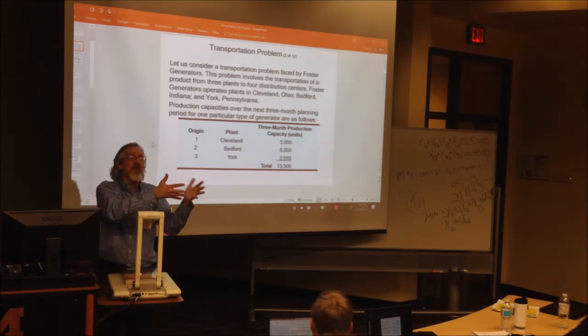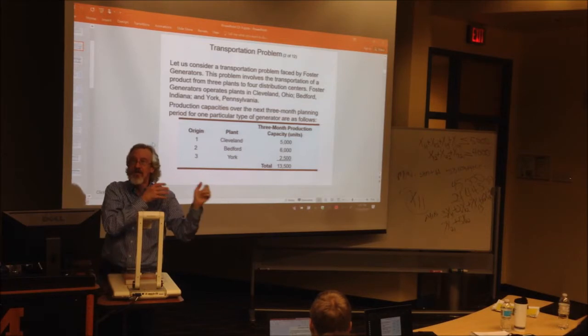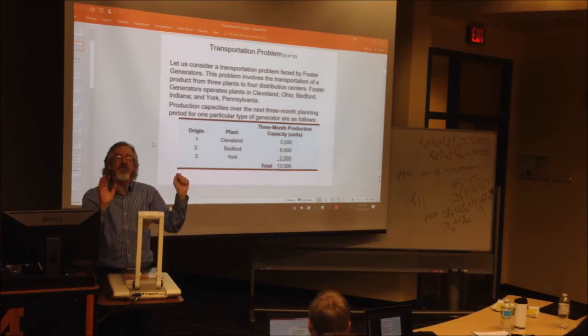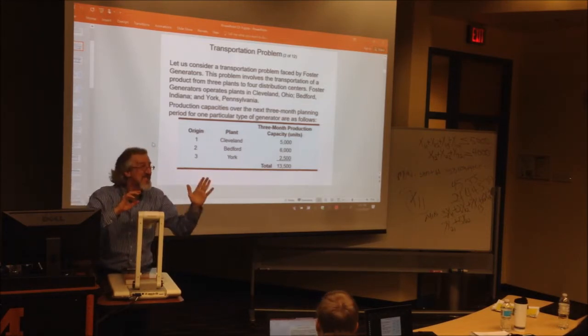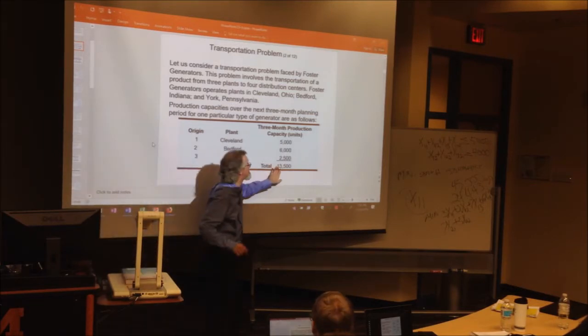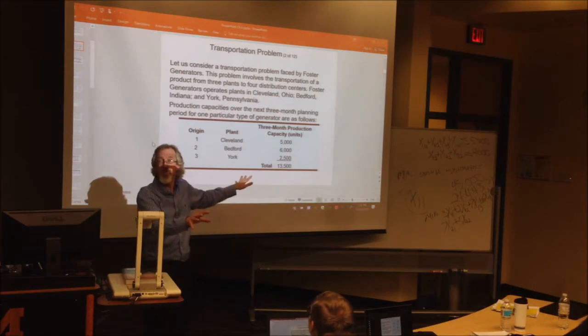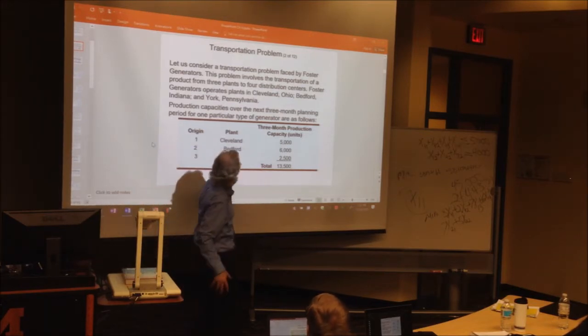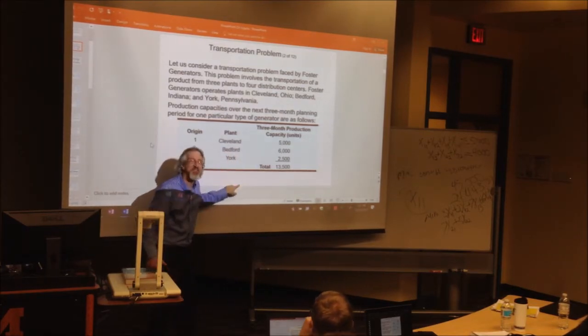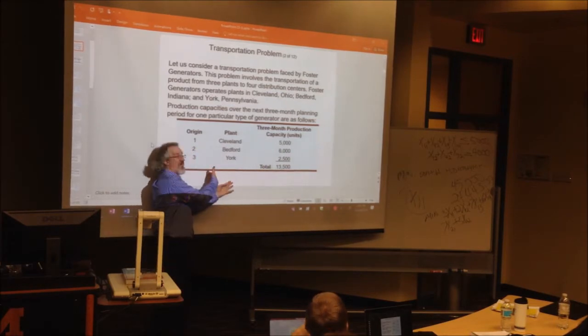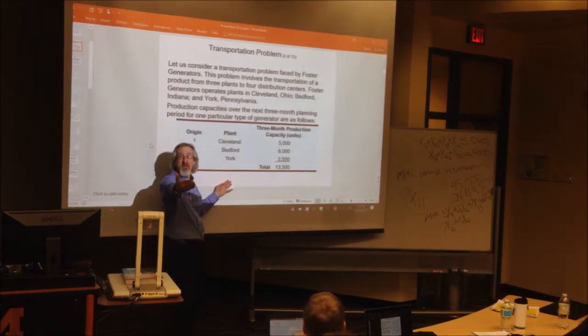Because they don't have to make that many, that just happens to be their capacity. I want to give you a heads up. If the capacity is less than the demand, I'm not going to put this on a quiz, but in real life, you have to form a dummy plant. And it has to have additional capacity to meet that demand.